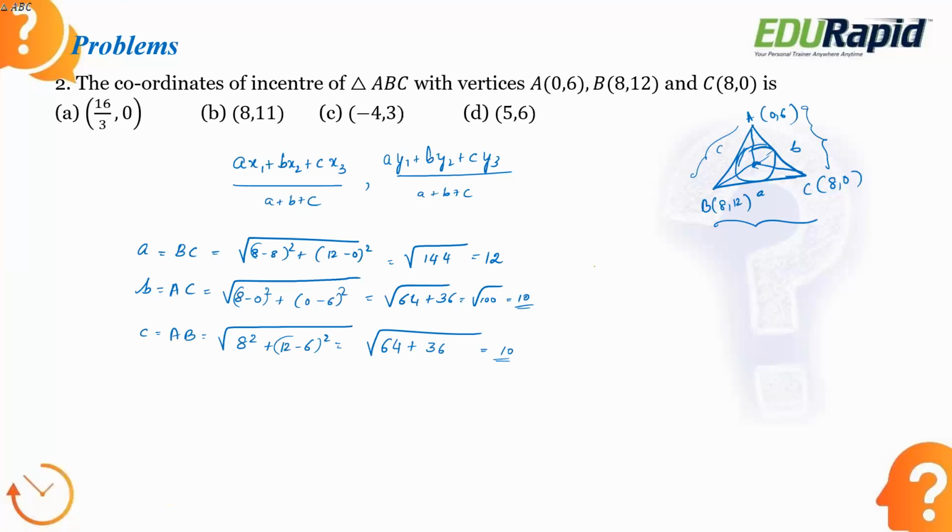So my a is 12, so I'll write 12 into x1. What is x1 here? x1 is nothing but this. I can write it here: x1, y1, x2, y2, and x3, y3. Substitute and get the answer now. b is again 10, x2 is 8. c is 10.